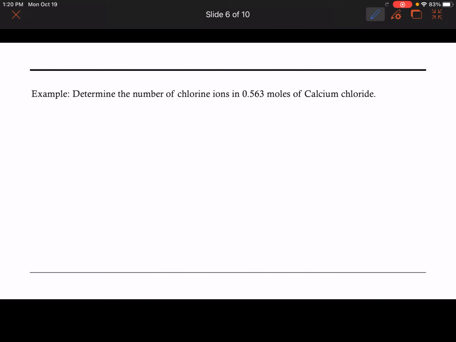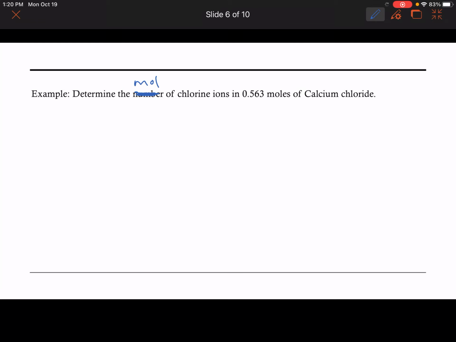Okay, so I'm going to just change this. Sorry, this was a typo. Determine the moles of chlorine ions in 0.563 moles of calcium chloride. So we're going to use our dimensional analysis to figure this out.